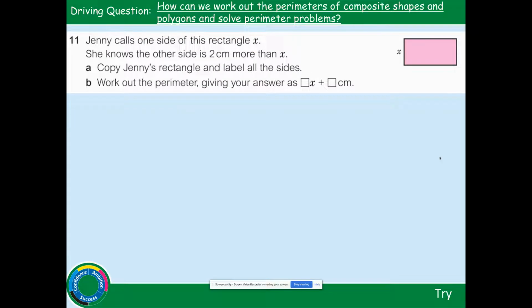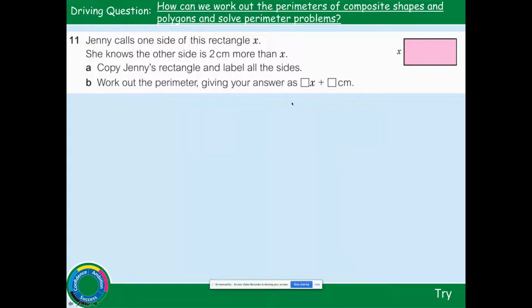So, a question for you to try. Jenny calls one side of this rectangle X. She knows the other side of the rectangle is 2 centimetres more than X. Copy Jenny's rectangle and label all the sides. Work out the perimeter, giving your answer as something X plus something centimetres. Okay, remember, use a ruler, draw this rectangle, and just mark on what the sides are.